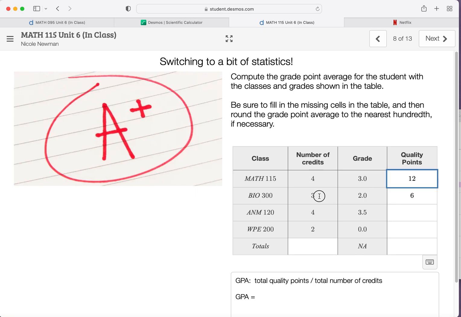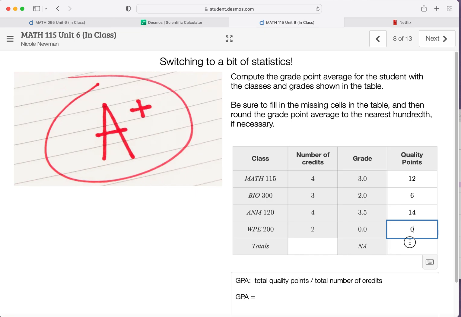For Bio 300, it's a 3-credit class. The person's earning a 2.0. 3 times 2 will give us 6. For A&M 120, 4 times 3.5, I think, is 14 quality points. For WPE, not quite sure what's happening there, but it's 2 times 0, which is 0.